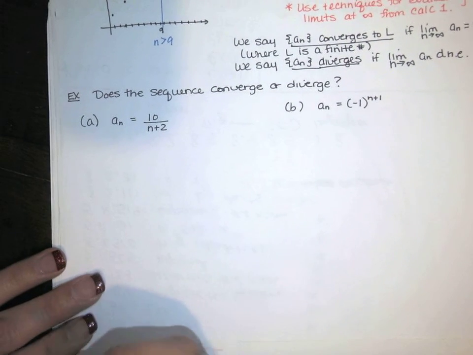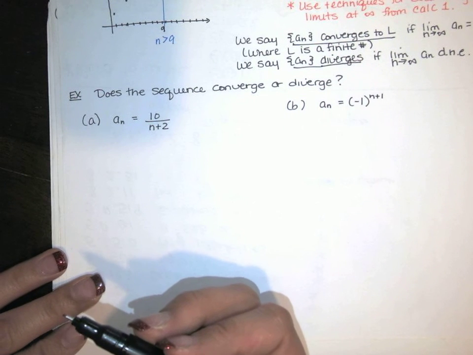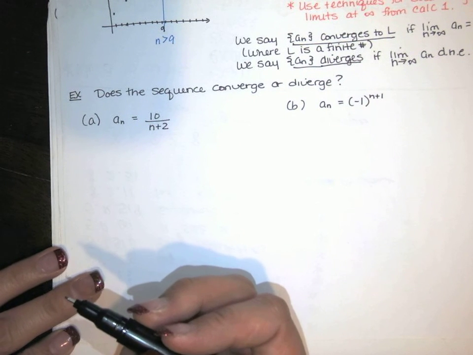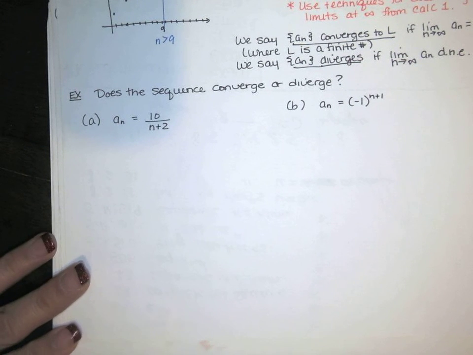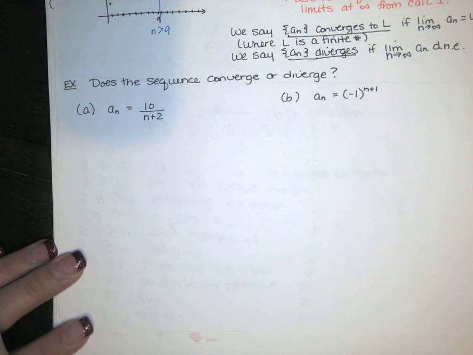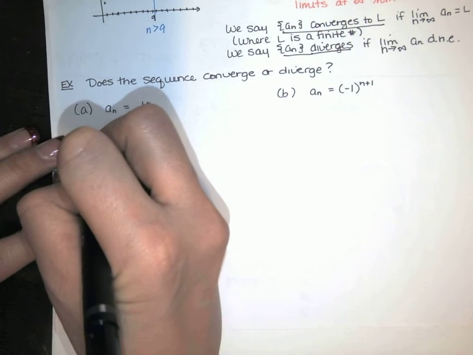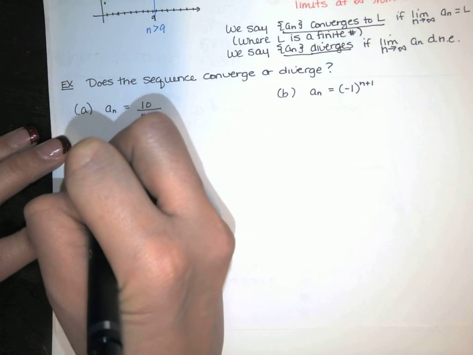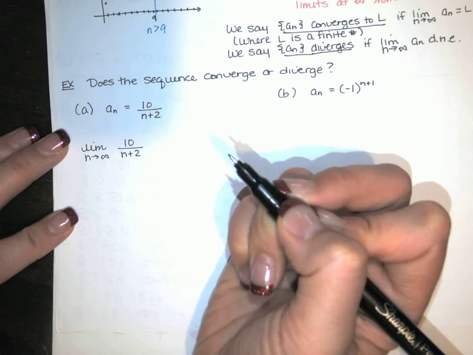There are lots of different ways I could do this. I could make a list of values and see what seems to happen. I could graph the function and see what seems to happen. Both of those are going to allow me to estimate or infer what the limit's supposed to be. Or if I want to find the exact value of the limit, if it exists, to see if the sequence converges, I just use the Calculus 1 techniques for evaluating limits. So let's do this one first. I have the limit as n goes to infinity of 10 over n plus 2.